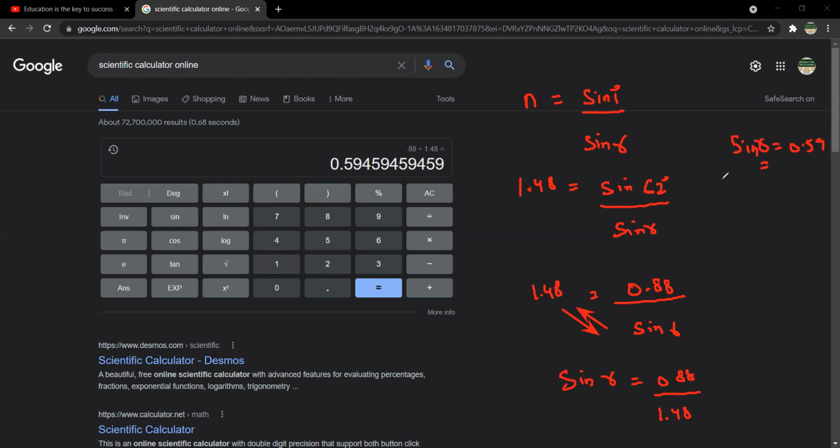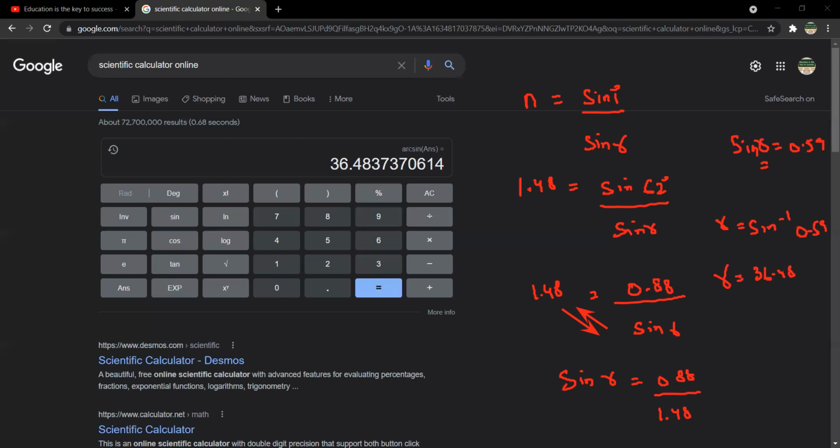But we need R only, so R will be equal to sine inverse 0.59. How to take a sine inverse? On your scientific calculator, there's a shift button. So we press shift first and then sine, and then the last answer is there. So sine inverse of our last answer will be 36.48. So the angle of refraction should be 36.48.